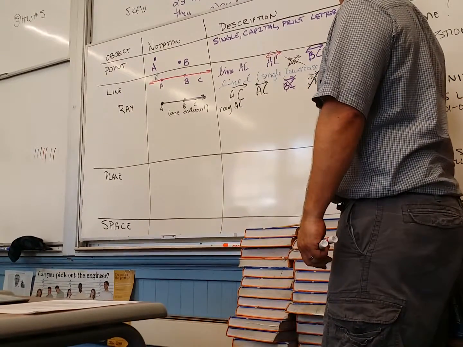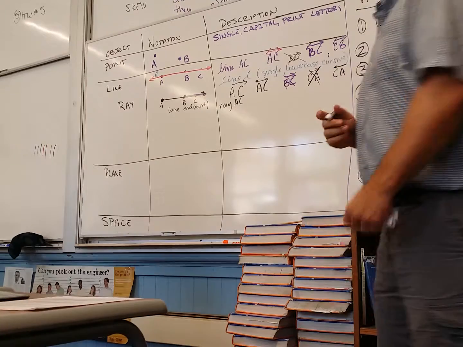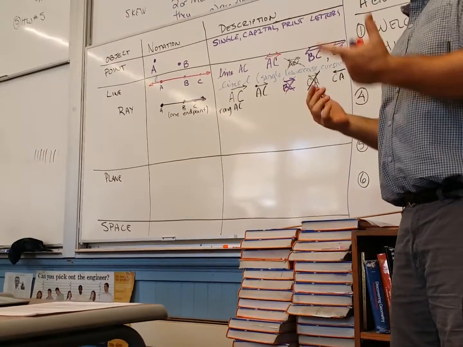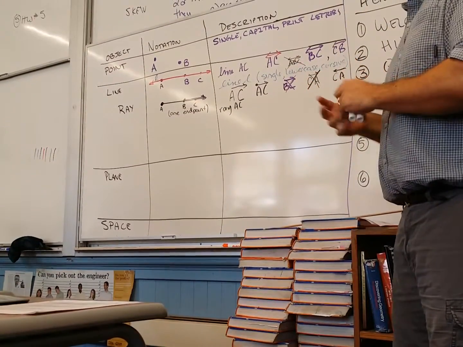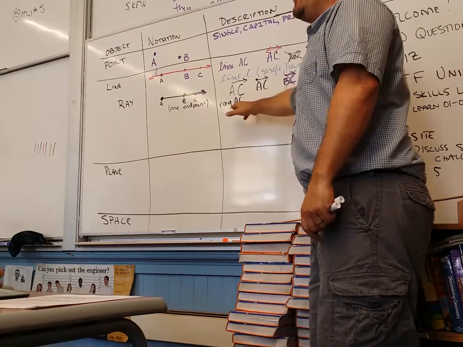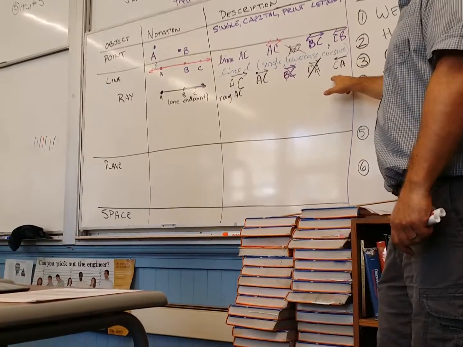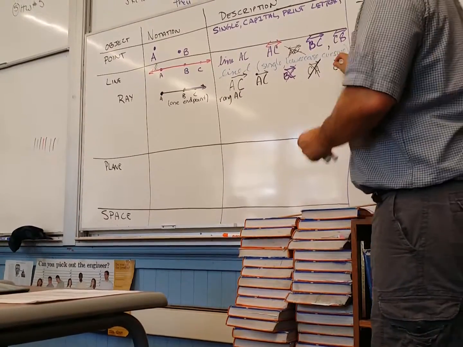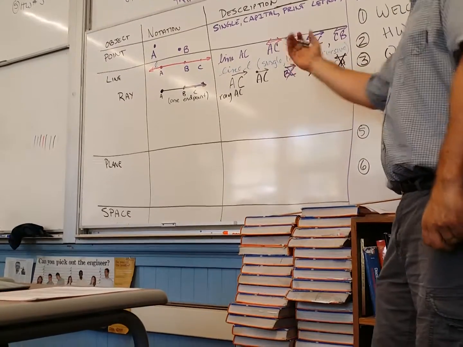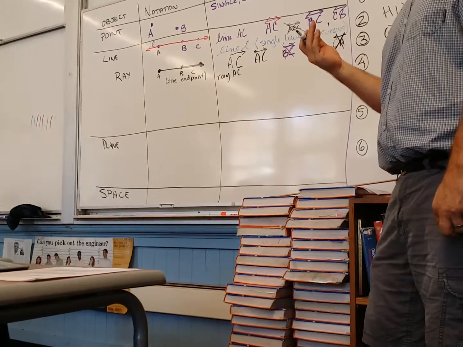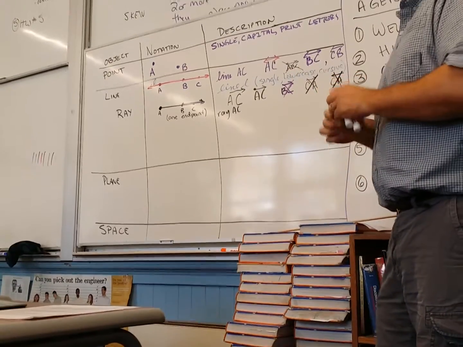Could I say CA and make the arrow go the other way? Good, Chris. Even though it conceptually sort of makes sense, you wouldn't be able to do it this way. You wouldn't be able to say ray CA and catch it verbally. So we're going to agree that when we write out rays, it always goes left to right like we read English. Okay.